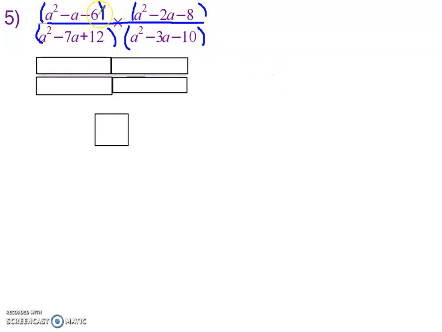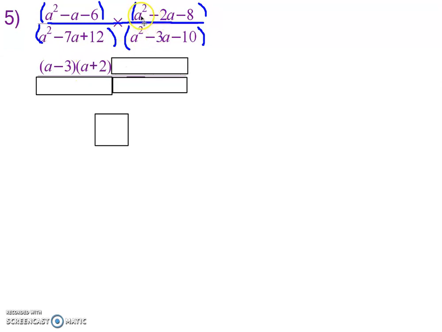Notice three terms here, can't pull out anything. So then we set up our reverse FOIL, our two parentheses. A times a is a squared. We're looking for two numbers that multiply together to give us -6, that combine together to give us a -1. So that gives us a -3 and a +2.